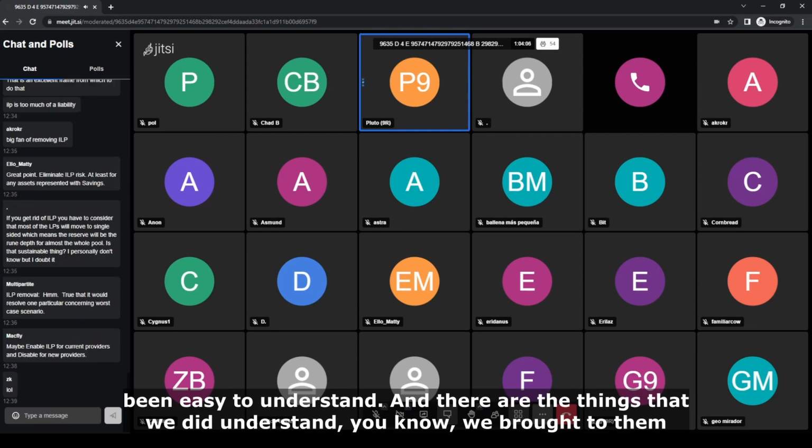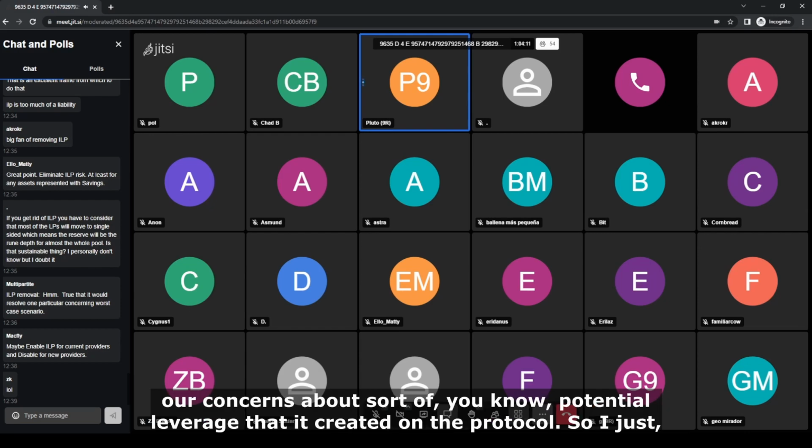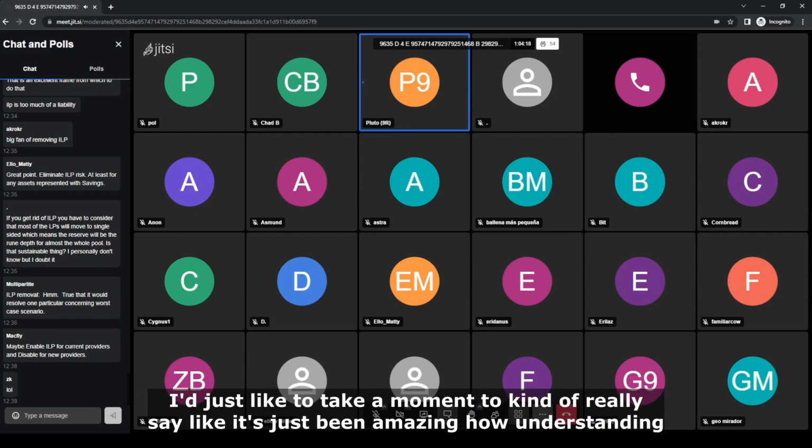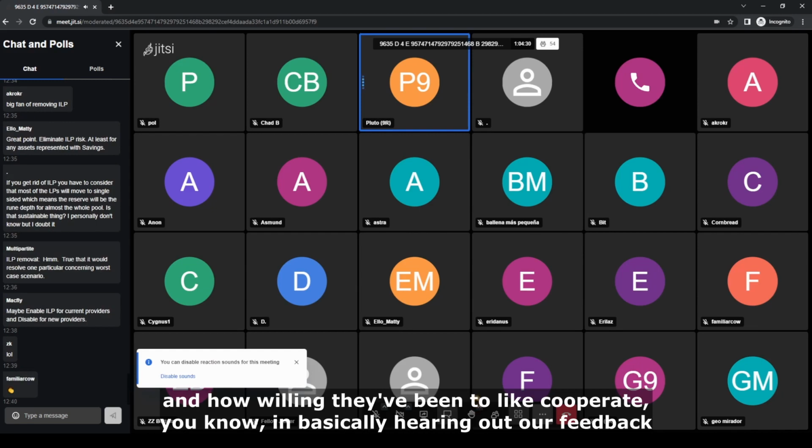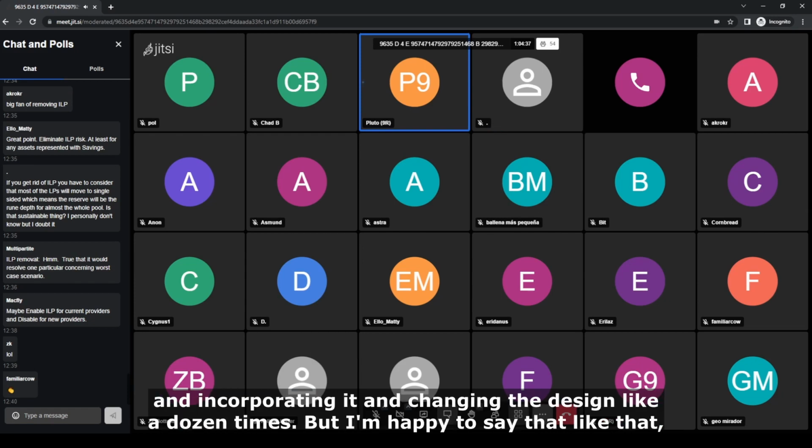And the things that we did understand, we brought to them our concerns about the potential leverage it created on the protocol. So I'd just like to take a moment to say it's been amazing how understanding they've been as we've ramped up in understanding these features, and how willing they've been to cooperate, hearing out our feedback and incorporating it and changing the design like a dozen times.